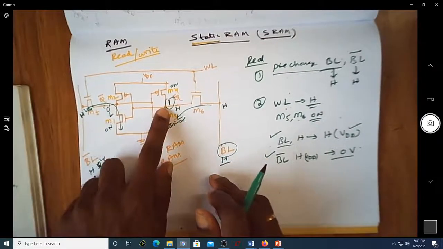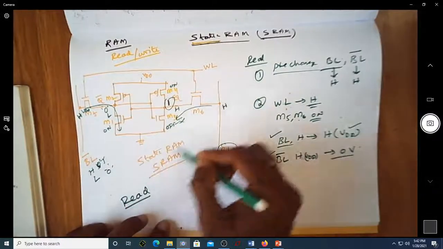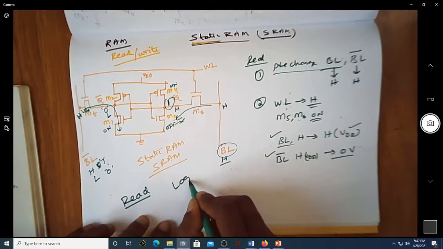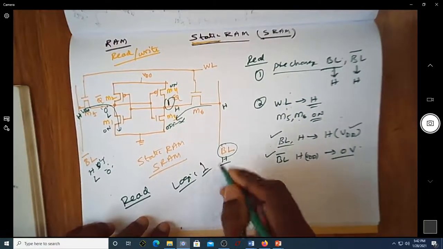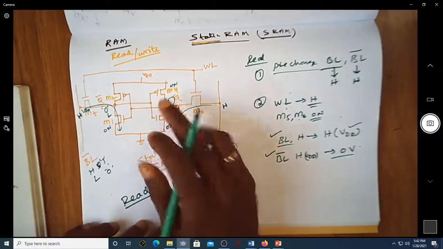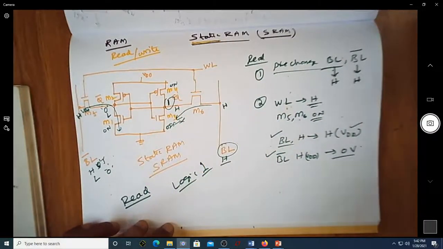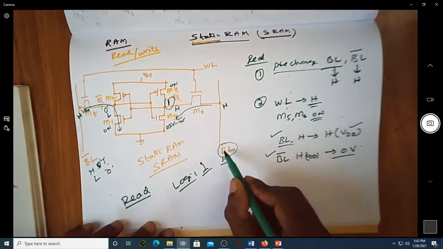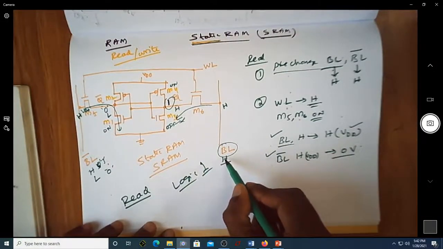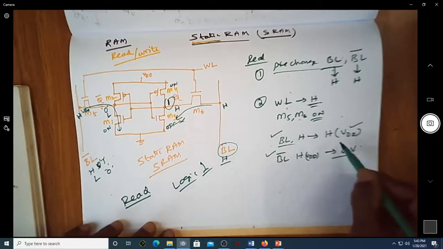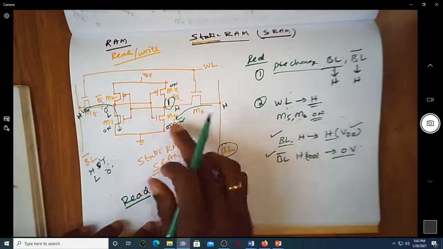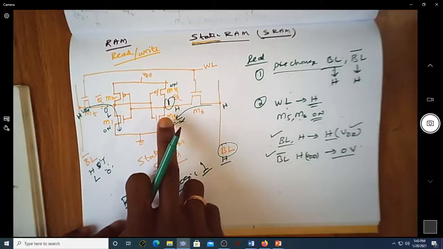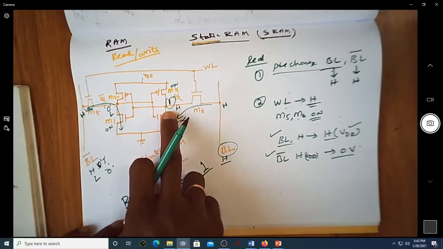Even though this is 0 and 1, we say that a logic 1 is stored in this entire bit, because this is the one which is basically read as the value that is stored, and of course the other is its complement. So if the bit line which was high is retained as high, it means the value that is stored is actually 1.